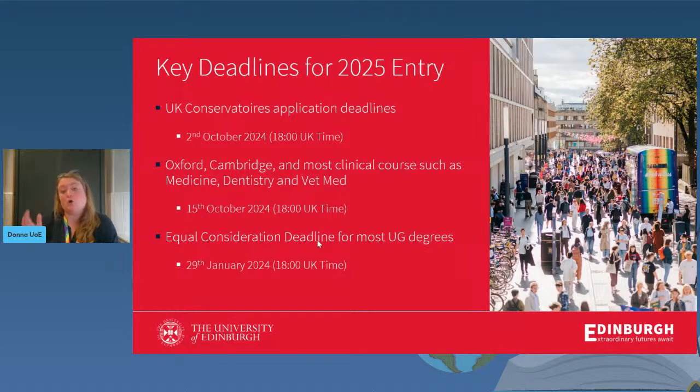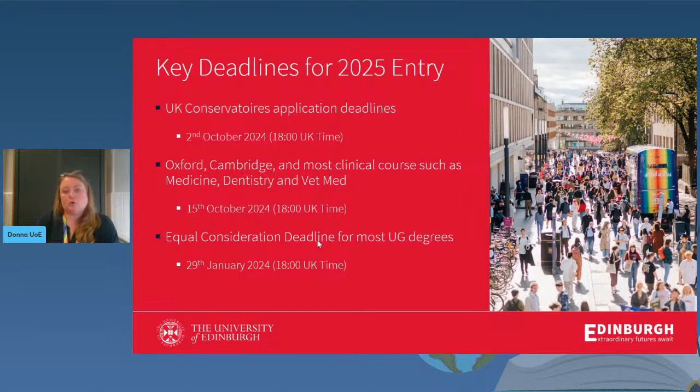If you're applying to Oxford, Cambridge, or a clinical course such as medicine, dentistry, or vet med, then you will need to meet that 15th of October deadline. And to be perfectly clear, that is probably a hard deadline. Certainly at my university, if you miss this deadline, you will need to wait until the following year to apply again.